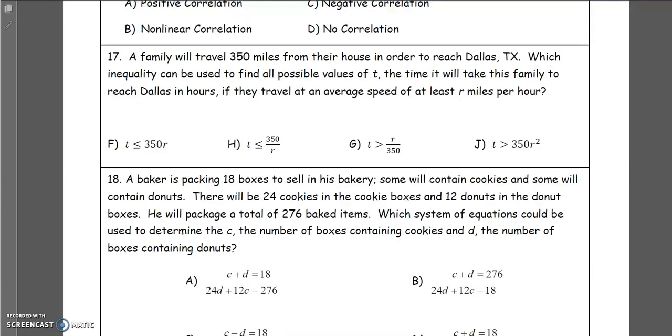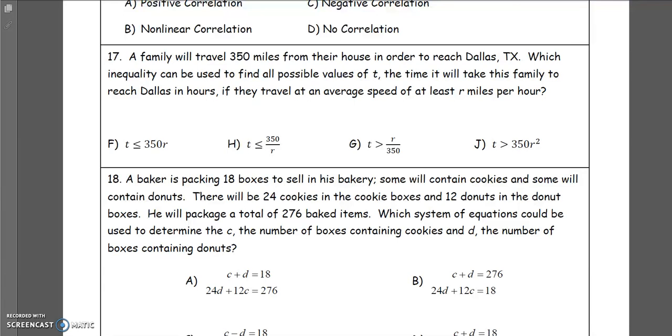Okay, number 17 says a family will travel 350 miles from their house in order to reach Dallas, Texas. Which inequality can be used to find all possible values of t, the time it will take this family to reach Dallas in hours, if they travel at an average speed of at least r miles per hour?